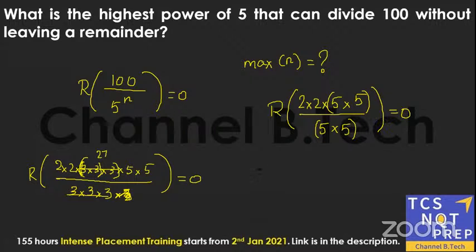So which means, however many 5's are there, the maximum value of n is what? The number of 5's in the numerator. Whatever number of 5's is there in the numerator, that will be the maximum value of n that you can use in the denominator. Okay. I hope you all understood.